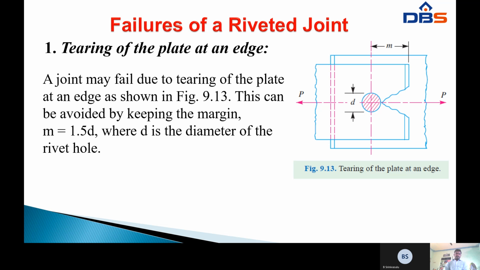This can be avoided by keeping the margin m equal to 1.5 d, where d is the diameter of the rivet hole. P is the pressure force. Forces are applied to both sides of the rivet. This is the margin, the center distance to the outside edge of the plate. The margin m equals 1.5 d, where d is the diameter of the rivet hole.